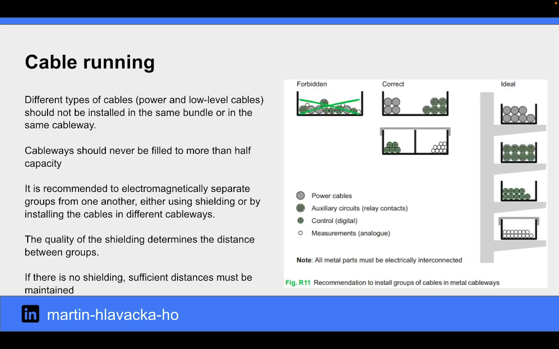Different types of cables should not be installed in the same bundle or in the same cableway. Cableways should never be filled to more than half capacity. It is recommended to electromagnetically separate groups from one another, either using shielding or by installing the cables in different cableways. The quality of the shielding determines the distance between groups.